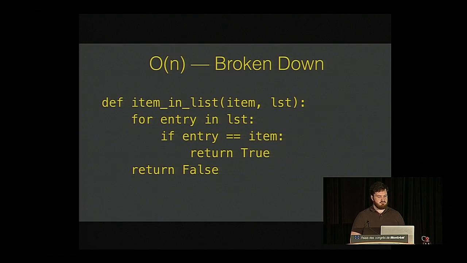So let's break down this function. As I said, the for loop means it's an O of n operation, where n is the size of the LST variable.